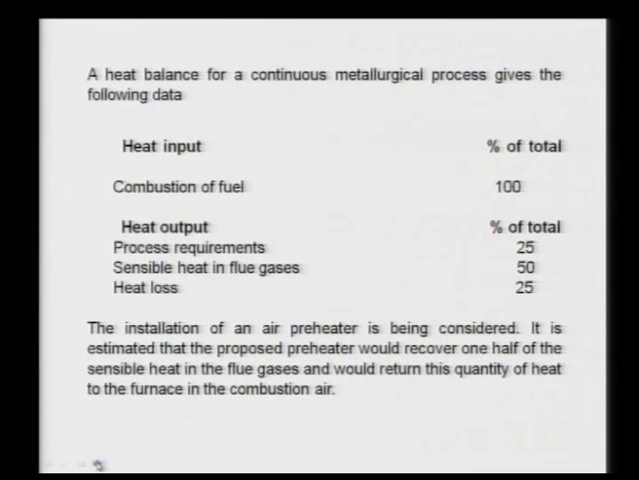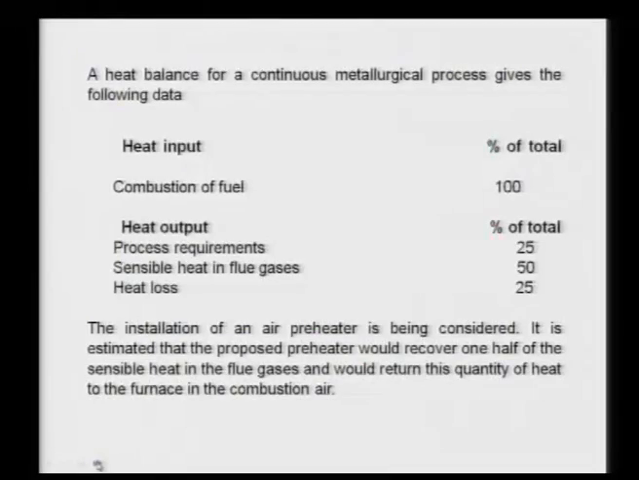Now, here you consider yourself to be working in a company, and your boss has come and told you that, well, I want to install a preheater, I want to know how much fuel I am going to save. So, you have to tell him by installing a preheater what amount of fuel is going to be saved. So, what is he asking you? He is asking you the following 2 questions.